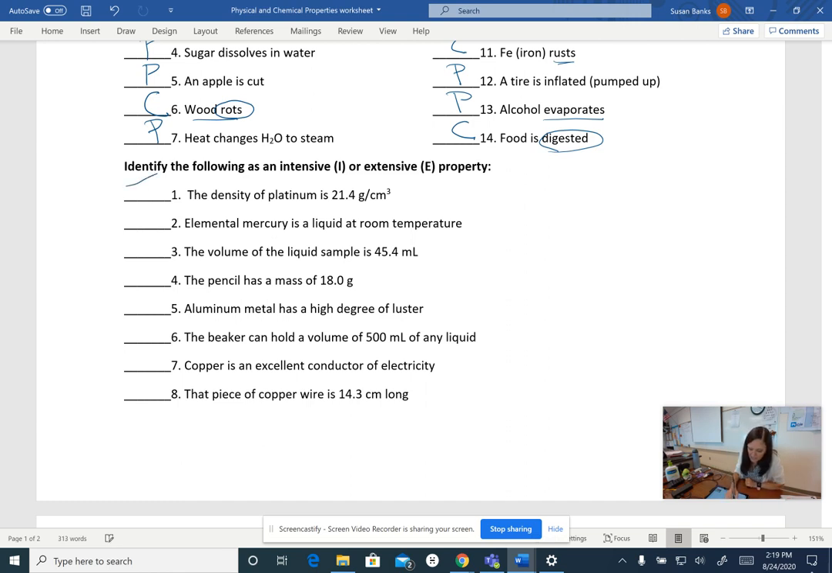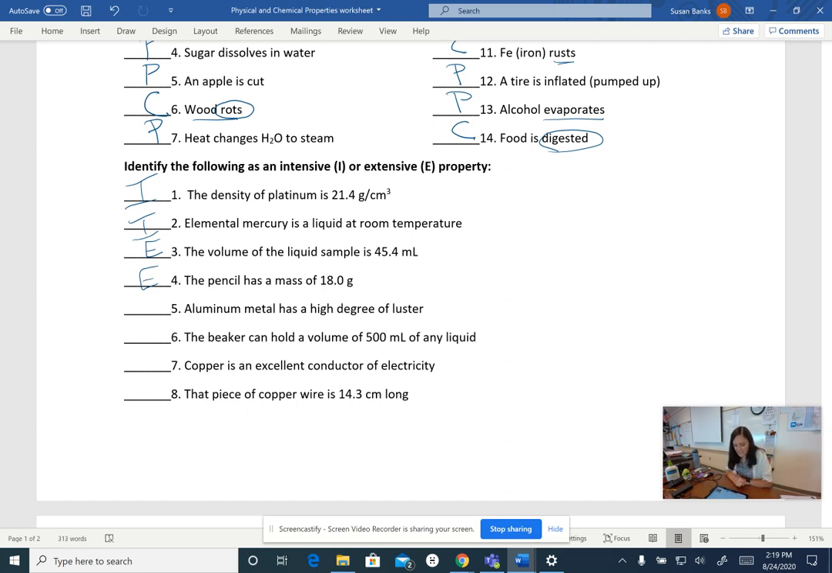Density is intensive. It doesn't matter how much I have, that density is always going to stay the same. Elemental mercury is liquid, also intensive. It doesn't matter how much mercury I have. The volume of a liquid is 45.4 mL. Volume is always extensive. It matters how much I have or how little I have. The pencil has a mass of 18 grams. Once again, that totally depends on how big of a pencil I have.